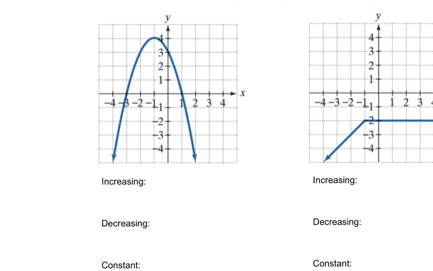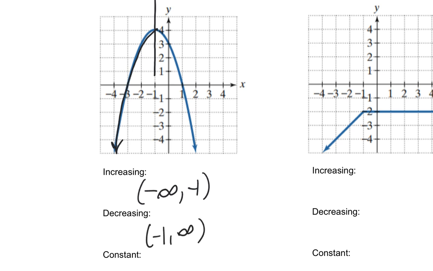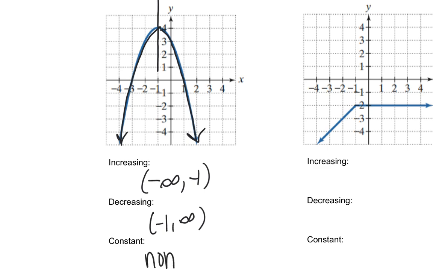Well, let's look at this first one. So where are we increasing? Where are we decreasing? So I know right here is where I go. So I start from this leftmost, and I'm increasing. So from -infinity to -1, I am increasing. And then I start going back down. So from -1 to +infinity, I am going back down. So this would be the decreasing part. And I am not constant anywhere, so there are none.